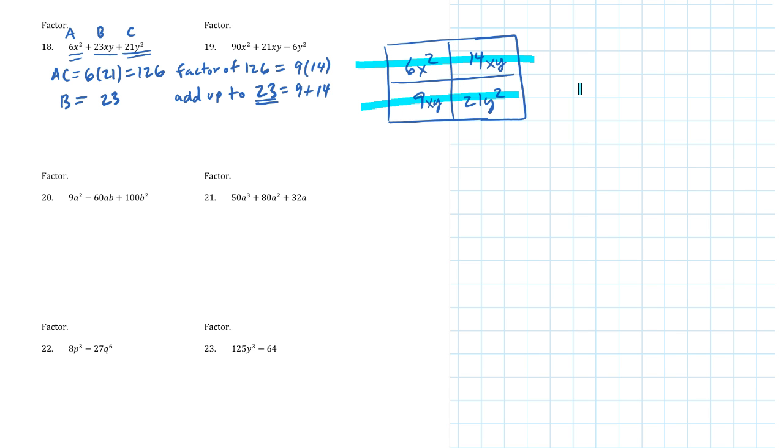So first, I factor my rows. My first row I can factor out a 2x. The second row I can factor out a 3y. Now I'm ready to look at the columns. The first column I can factor out a 3x. The second column I can factor out a 7y. So my answer is 2x plus 3y times 3x plus 7y.